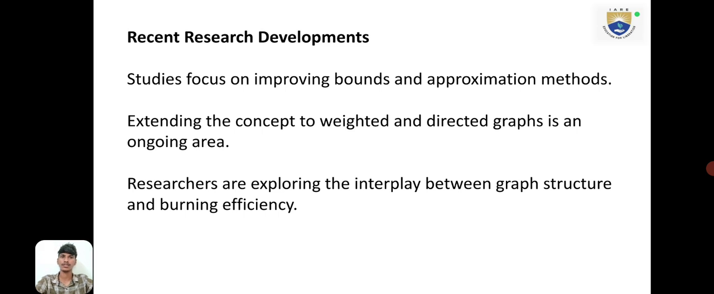Recent research developments. Studies focus on improving bounds and approximation methods. Extending the concept to weighted and directed graphs is an ongoing area. Researchers are exploring the interplay between graph structure and burning efficiency.